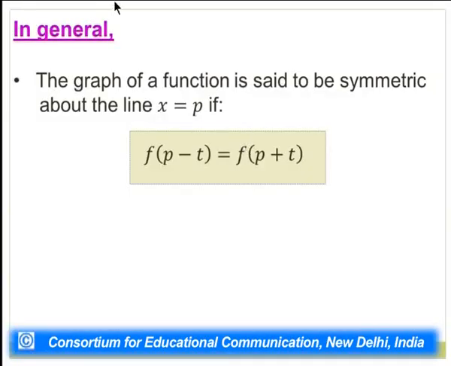So we say that a graph of a function is symmetric about the line x equal to p if f of p minus t is equal to f of p plus t. So if you were to take the value of the function t units to the left of this axis of symmetry, the line of symmetry, that value would be the same as the value that you get t units to the right of the line of symmetry.